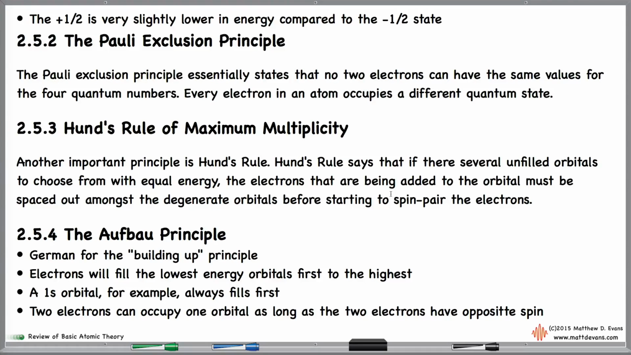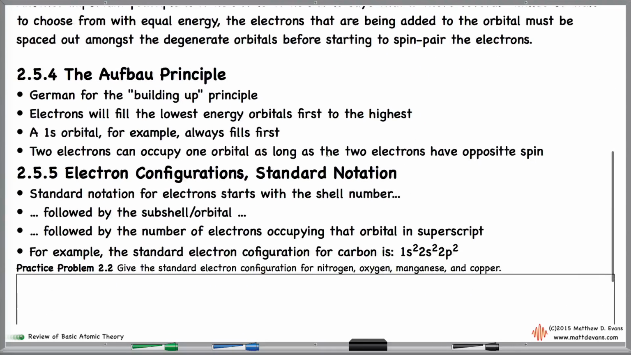And then finally, we have the Aufbau principle, which simply states that, first of all, it's a German word, which means the building up principle, but it says that the electrons fill the lowest energy orbitals first and eventually reach the highest orbitals. Because of this, 1s orbitals are always filled first. There's no question about that. Pick any element from the periodic table and you start the electron configuration with 1s, always the lowest energy, always filled first. 2 electrons can occupy 1 orbital as long as those 2 electrons have opposite spin.